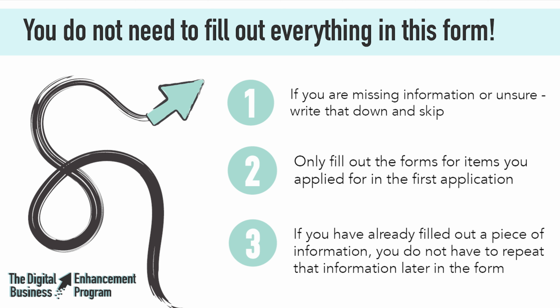And then if you have already filled out a piece of information in this form, you don't have to do that again when it asks later in the form. So we ask over and over again for different pieces of information because not everyone applied for the same things. So this form gets the information we need for each of those sections if someone only chooses that one section or two. So all that to say, if you filled out this information before in one section and you see it pop up again in another section, you can skip that. You don't have to fill it out a second time.